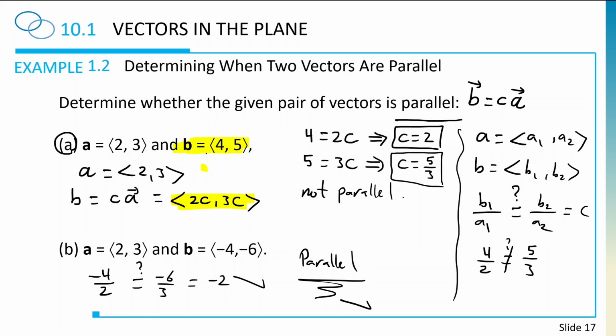If you use the method with C, you do the same thing. I'll say 2C equals negative 4 and 3C equals negative 6. Solve them, you'll get C equals negative 2, which is correct. In both equations, you'll get C equals negative 2. So whatever you like, you can use the idea of C or these ratios. It's up to you in the end.